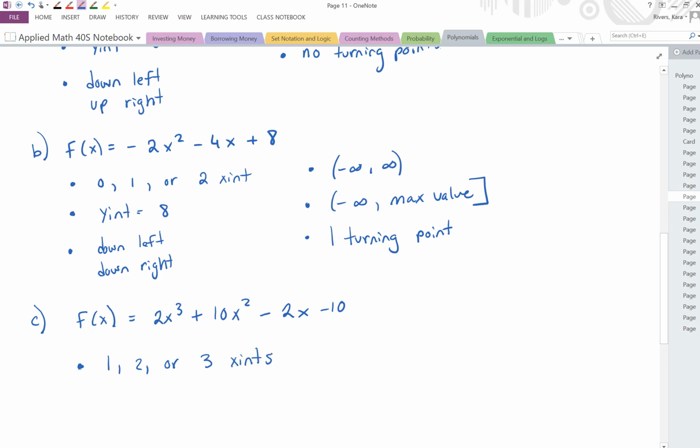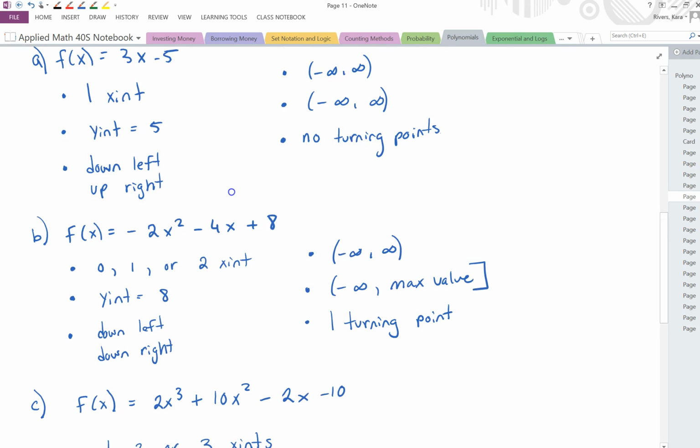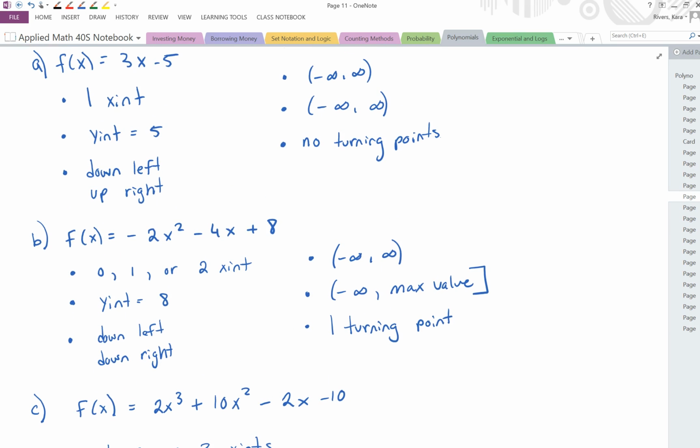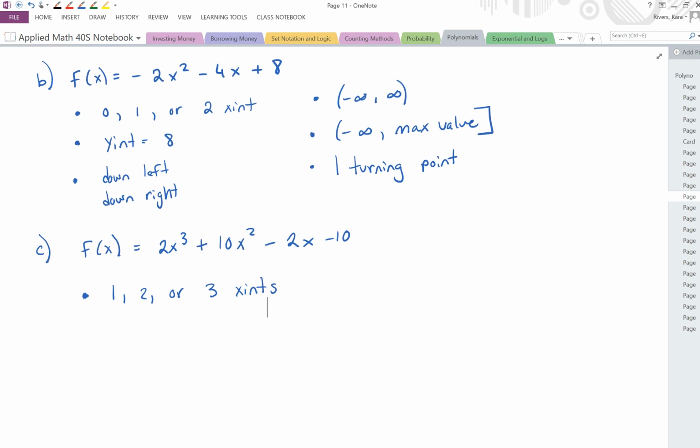The odd degrees never have zero. Cubic functions always have at least one, because linear equations, if there's a constant there, you can have 0 x-intercepts. I was going to summarize that and draw some conclusions, but that's not true for linear. The y-intercept I can see here is negative 10.